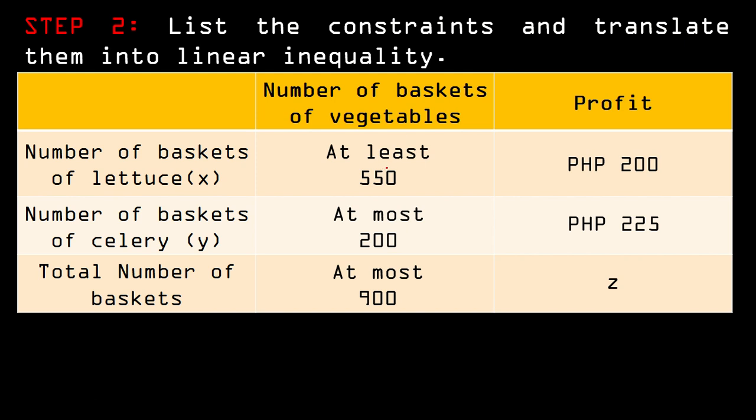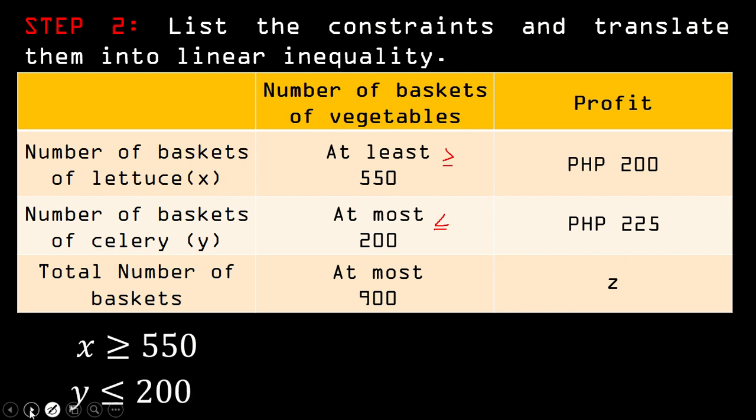So we have here the words at least. Take note, if we have the words at least, we represent that by greater than or equal. And if we have the words at most, we represent that by less than or equal. So in this case, x is our representation of the number of baskets of lettuce. So we can say that x is greater than or equal to 550. And the number of baskets of celery, at most 200, so that is, y is less than or equal to 200.